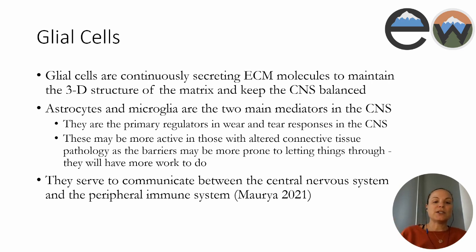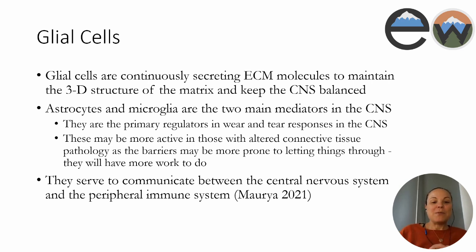So astrocytes and microglia are the two main mediators of the central nervous system. I'm hoping more people are starting to hear those two names, astrocytes, microglia. They're very important, right? They are the primary regulators with the wear and tear responses in the central nervous system. So damage and things like that, those cells are what respond to hopefully restore and help create a healing environment for the individual. It doesn't always happen.